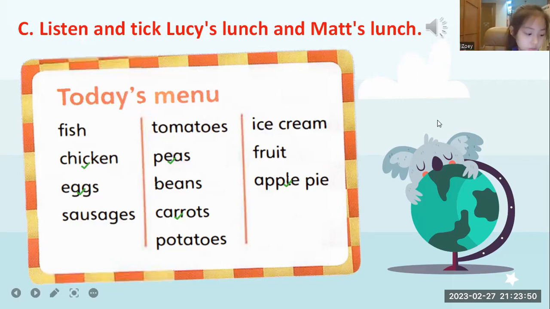17C. What's on the menu? Listen and tick Lucy's food with your red crayon. Lucy, what would you like for?